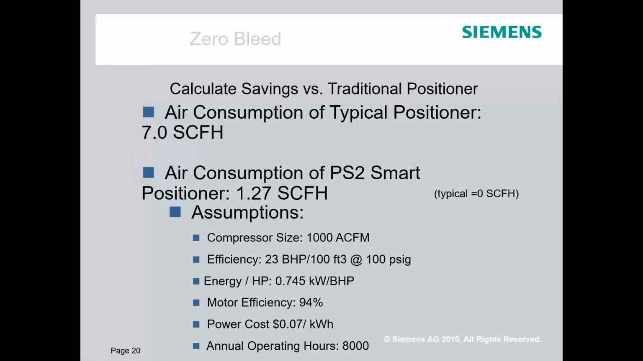One thing that both our PS2 flagship and the PS100 do is they are no bleed. I've had many people tell me, well, who cares? It's just air. It won't hurt anything. Yeah, well, it is just air. But when you pay to compress that air, now you've got an expense here.